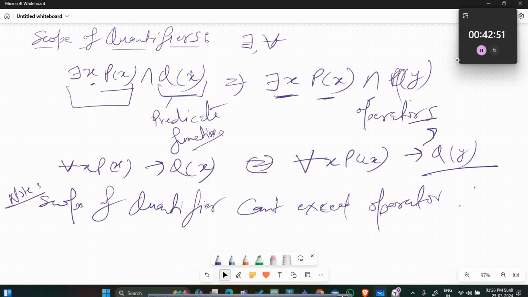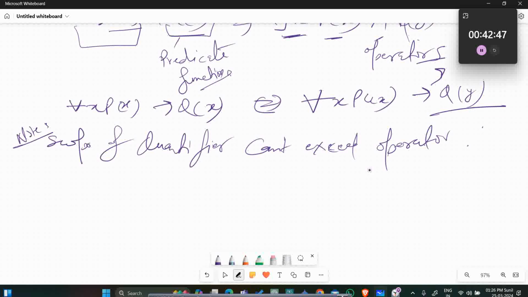Second, we can say here this x is a bounded variable and this x is a free variable, right?